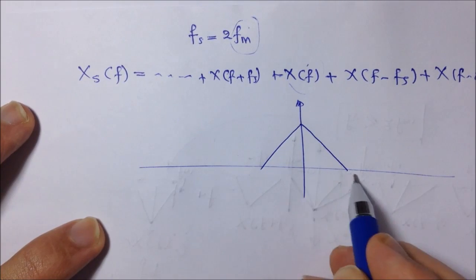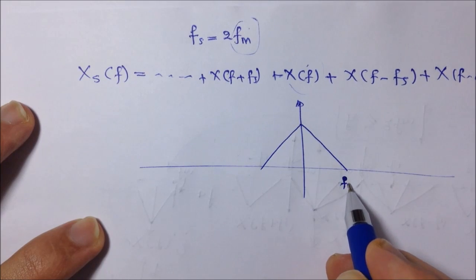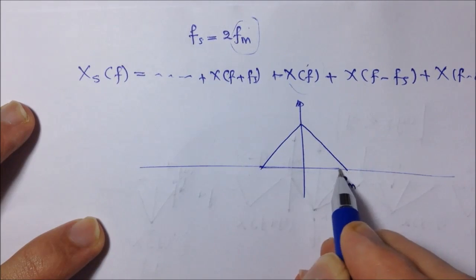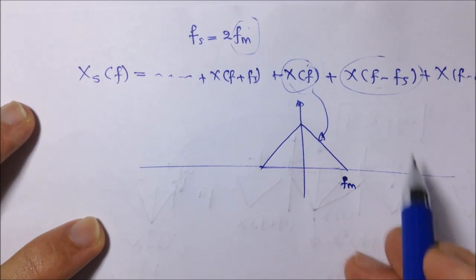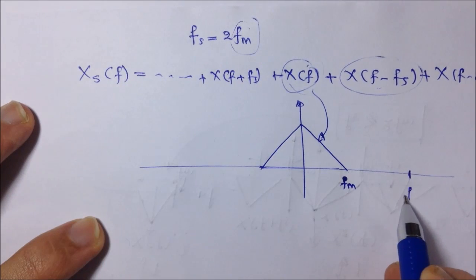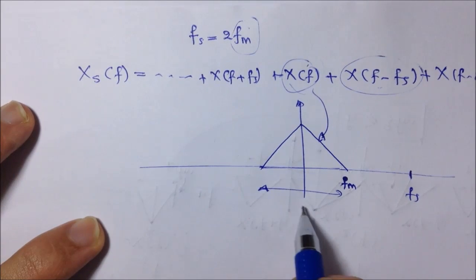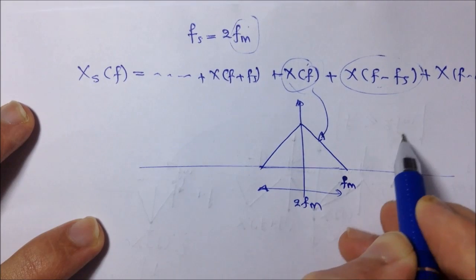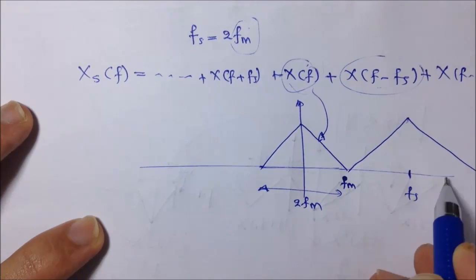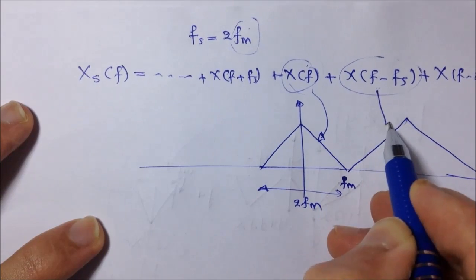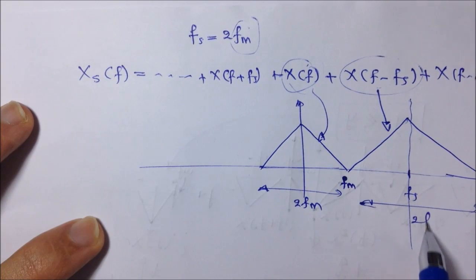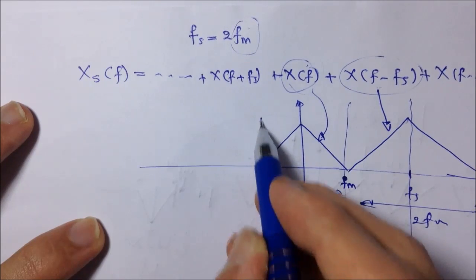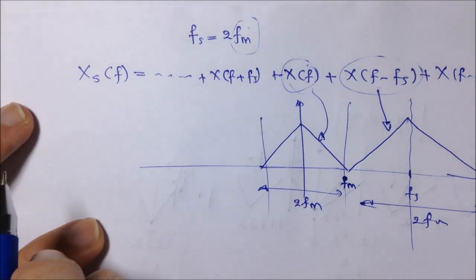So if the maximum frequency is Fm, and then we have this, X of f, and then we have X of f minus fs. This is fs, remember this is the bandwidth, which is 2Fm. We will have, this is the second replica, or actually the first replica, X of f minus fs, this is 2Fm again.